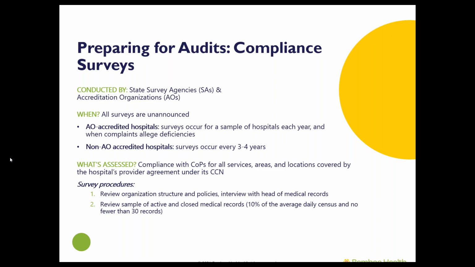During a survey, for the actual procedure, the surveying entity will review the organization's structure and policies, and they'll interview the head of medical records. The surveying entity will also sample a number of active and closed medical records for review. Generally, this is 10% of the average daily census and no fewer than 30 records. But once all of this is taken into account and once a survey is completed, what happens next? Next slide, please.